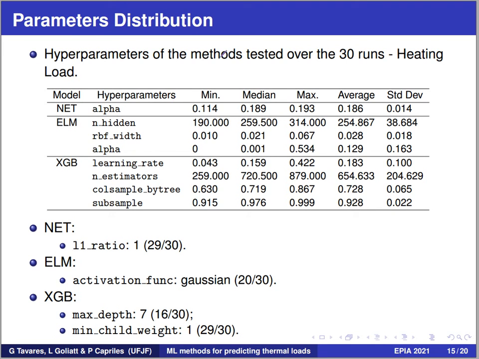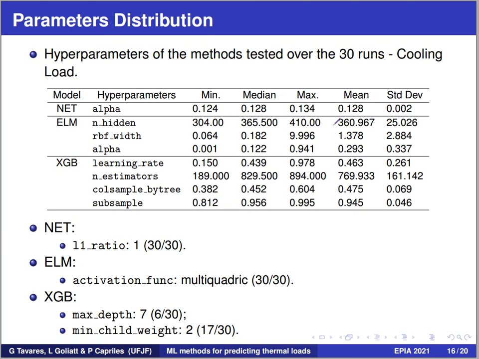Here we have the distribution of the parameters along the 30 independent runs. Here we have the hyperparameters, or the internal parameters, for the heating loads, and here we have the statistics of the internal parameters for the cooling loads. These parameters can be used in simulating other projects as an alternative, as a first attempt.